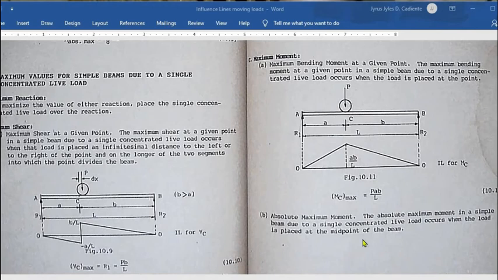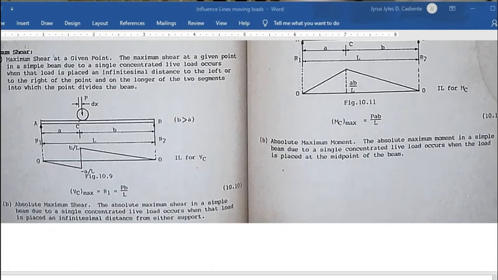Kapag sinabing maximum, absolute, okay, iisa lang ang location niyan palagi. Yeah, and obviously that is at the midspan of the simple beam. Okay? That is applicable for concentrated single point load. Likewise, that is also applicable for uniform load over the entire length.